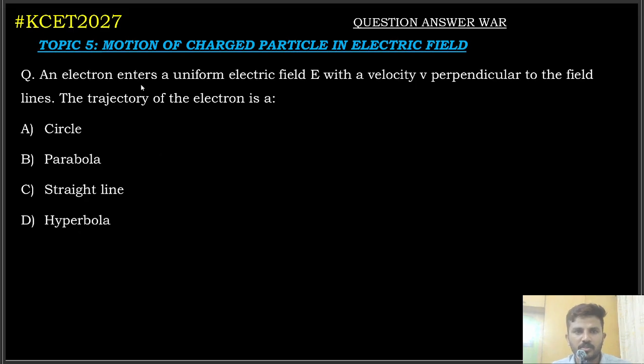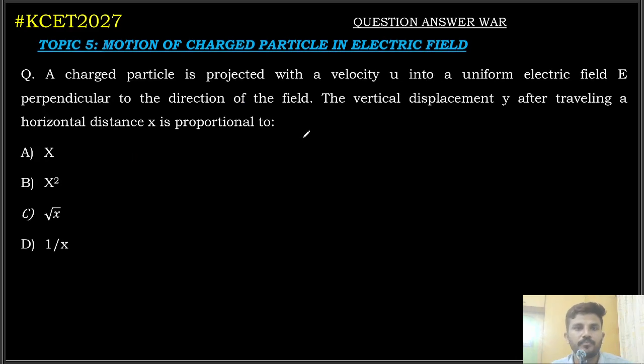Next, an electron enters the uniform electric field E with initial velocity v, perpendicular to the field lines. The trajectory of the electron is a parabola. Just now we have studied. When the electron or the charged particle enters the perpendicular electric field, it moves in a parabolic path. No other way.